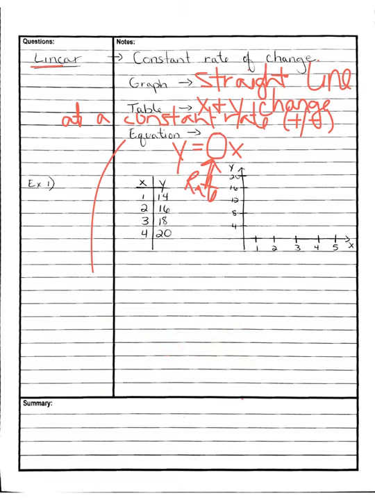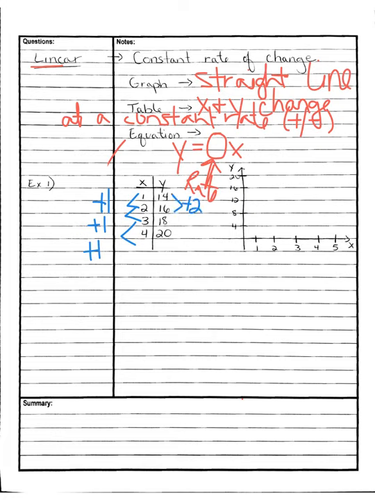I apologize. As we look at this example, we have a table, and we want to determine if this table is linear or not. So let's see if it goes by a constant rate. Let's check out the x's. I go from 1 to 2, that would be a plus 1. 2 to 3, plus 1. 3 to 4, plus 1. So my x's are all changing by a constant rate. So far, yes, it is linear. Let's look at the y's.